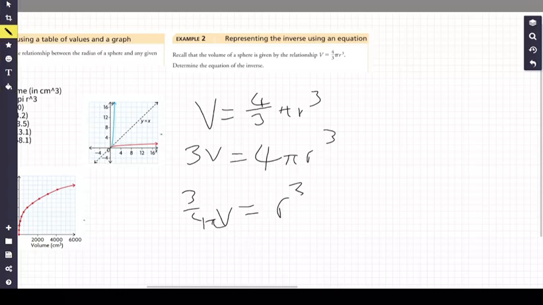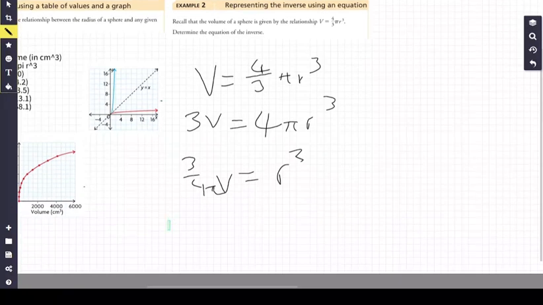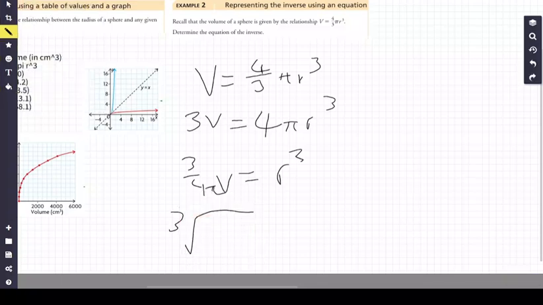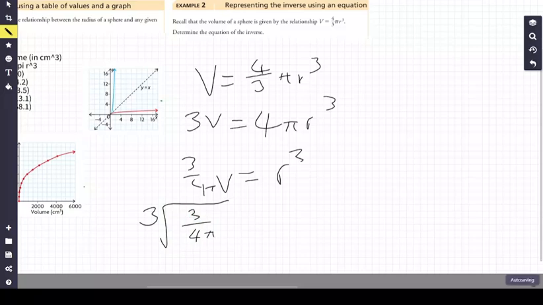So that's pretty simple, and then finally we're left with r cubed. What do we do to get rid of the cube? We just cube root both sides. So 3 over 4 pi V, all under a cube root, is equal to r. It's been a good amount of time that the pen has been stuck, but you get the point.